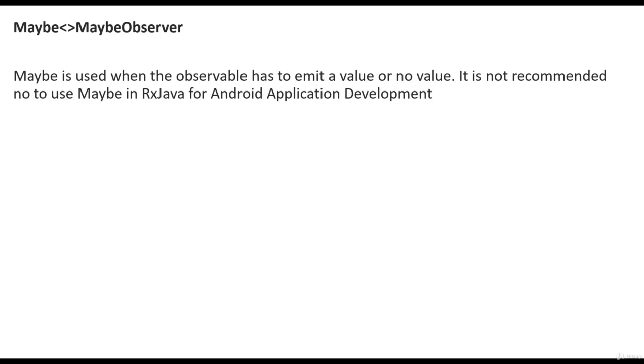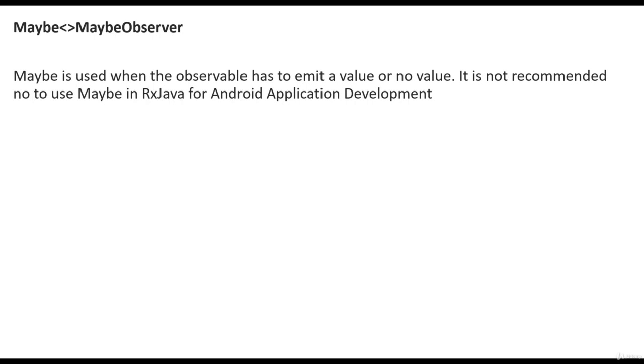So let us continue with our lecture and take a look at the Maybe and the MaybeObserver. Maybe is used when the observable has to emit a value or no value. So only two things over here: emit a value or no value. It is recommended not to use Maybe in RxJava for Android application development, so it's not recommended that we use a Maybe observable and a Maybe observer.